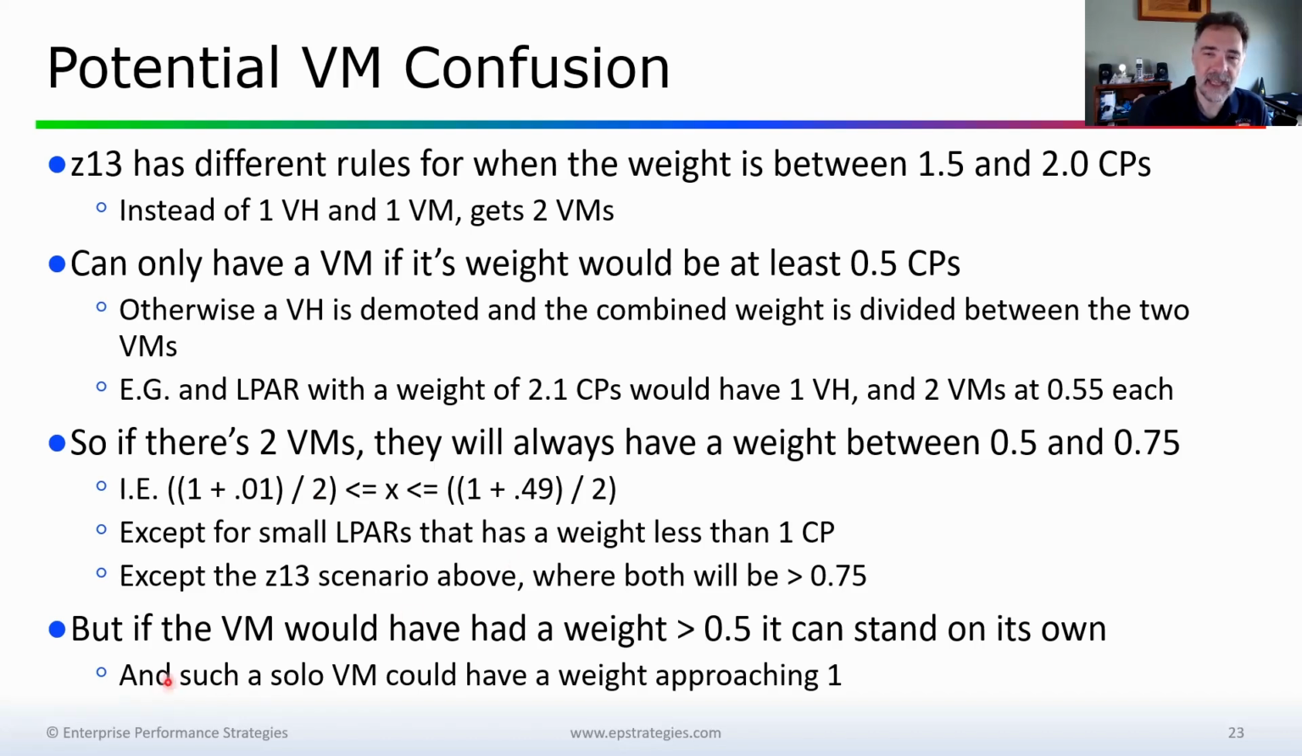So there is that. Now, if the vertical medium would have had a weight greater than 0.5, then it can stand on its own, and you may have an LPAR with X number of vertical highs and one vertical medium with a weight that is greater than 0.5. And in those situations, you could have a vertical medium that has a weight approaching 1 CP's worth of capacity.